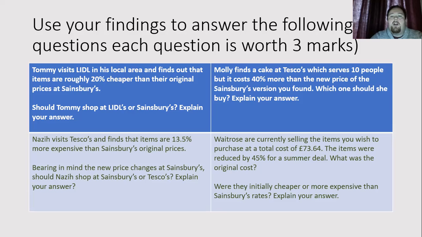The next one here is Molly finds a cake at Tesco which serves 10 people, but it costs 40% more than the new price of the Sainsbury's version you found. Which one should she buy? Explain your answer.